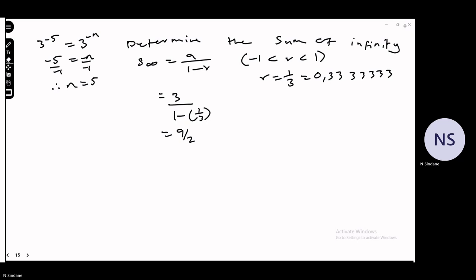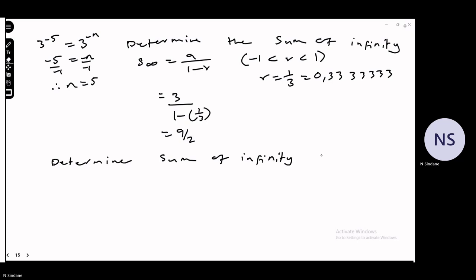Let's get another question with the sum of infinity. Say we have, they say, determine the sum of infinity.